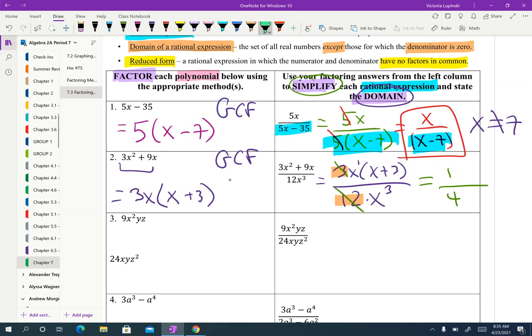Then I'm going to cancel the x's. So I have 1x on top and I have 3 x's on the bottom. Where are there more x's? On the bottom. By how many? 2. So I'm going to make that a 4x squared. And then there's nothing that I can cancel with the x plus 3. So the x plus 3 is going to stop.